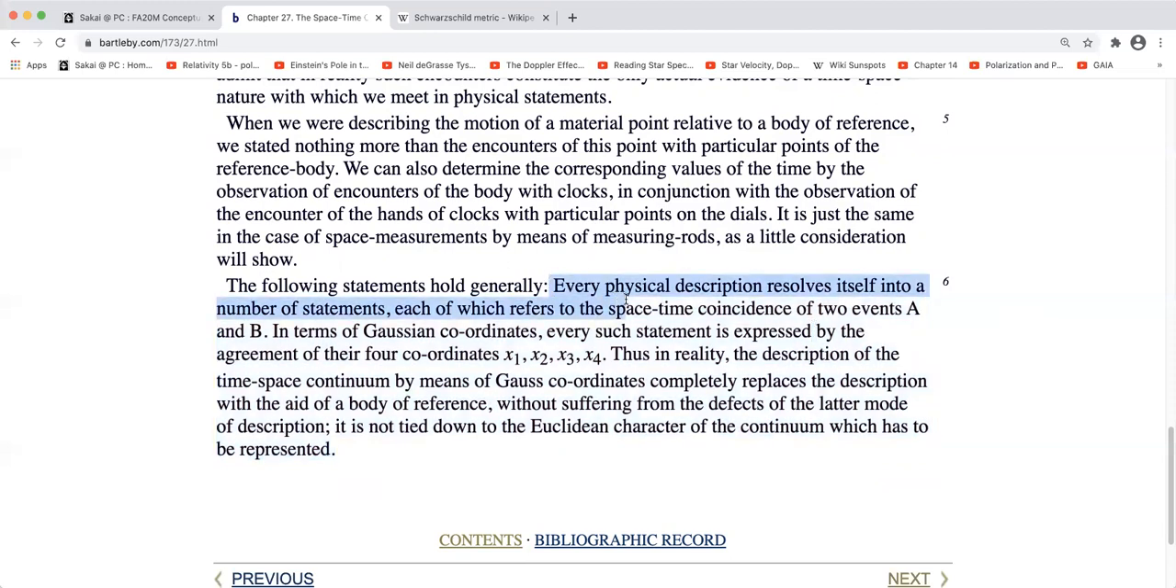Very good. So every physical description involves an encounter. Okay. We're going to use Gaussian coordinates. That is, we're dispensing with Euclidean space and using a Cartesian coordinate system. Why again are we dispensing?